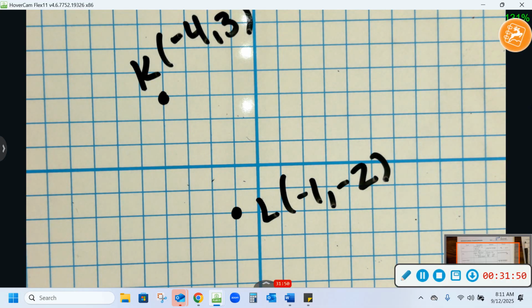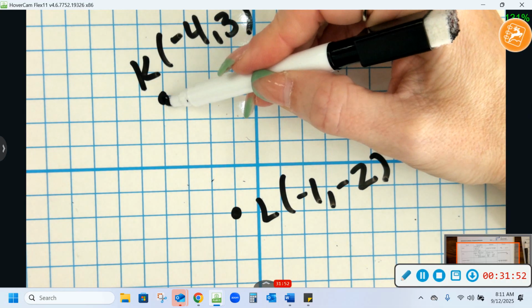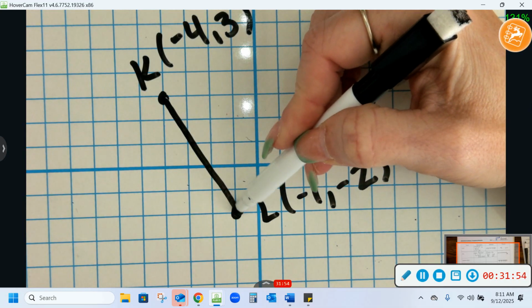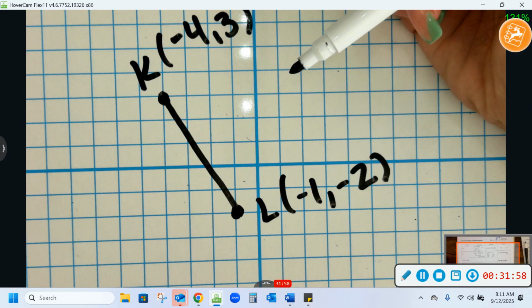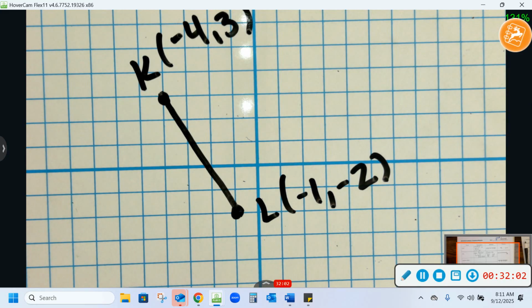And the question in our notes asked me to find the length of this, or the distance from K to L. That means the same thing. So if I see find KL, that means find the length of KL. If I see find the distance from K to L, that's the same thing, okay? So, watch.